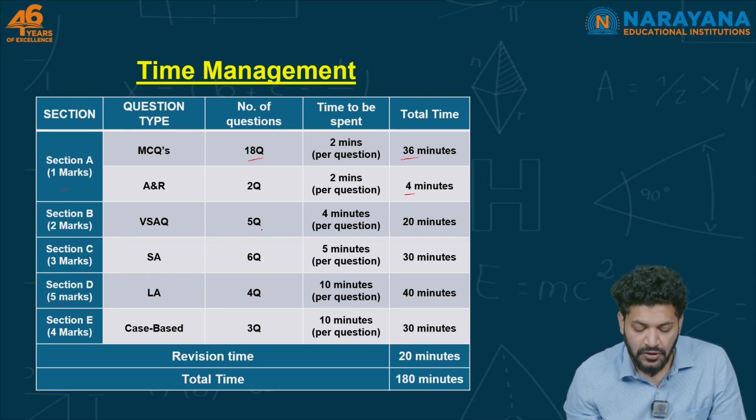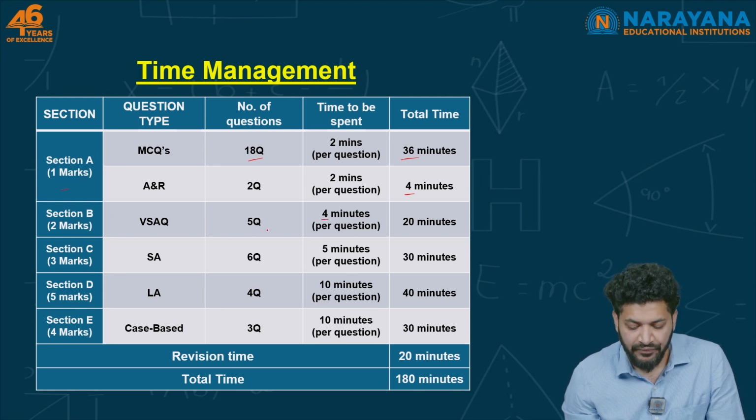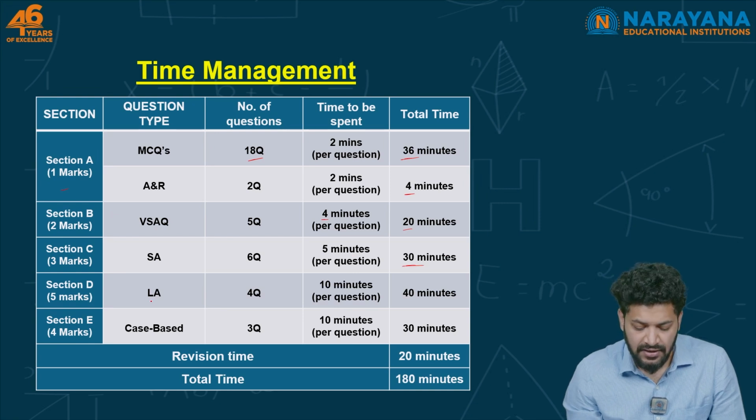And coming to 2 marks questions, you have 5 questions. Each question takes 4 minutes. If you spend 4 minutes, you can give 20 minutes for very short answer questions. And short answer questions, you have 6 questions, 5 minutes per question, so 30 minutes. And long answer questions, you have 4 questions, 10 minutes per question, it will be 40 minutes. So case based questions, children, you have 3 questions, 10 minutes per question, 30 minutes.